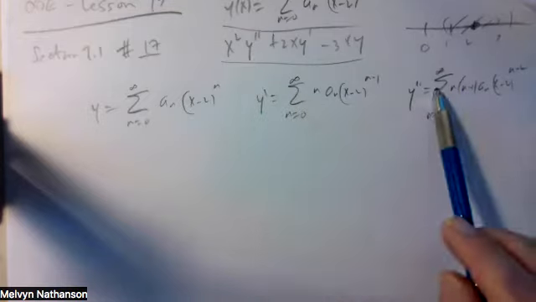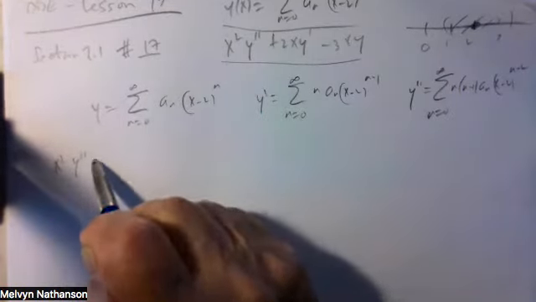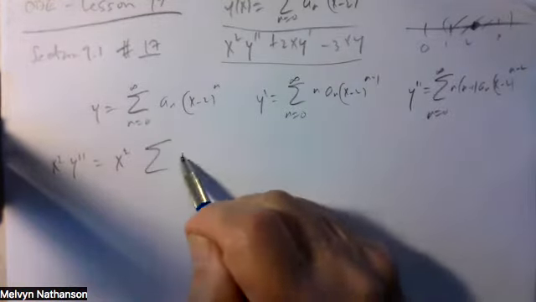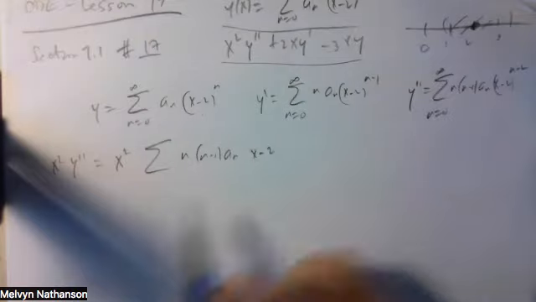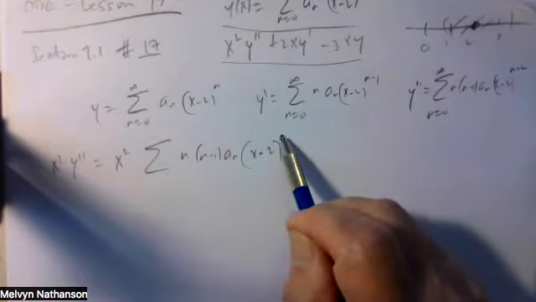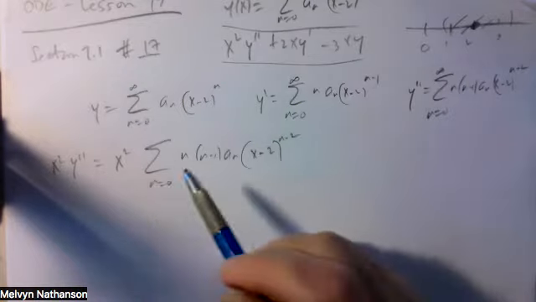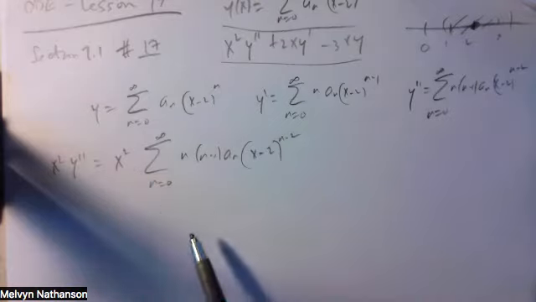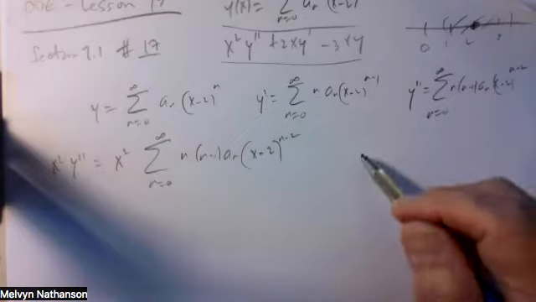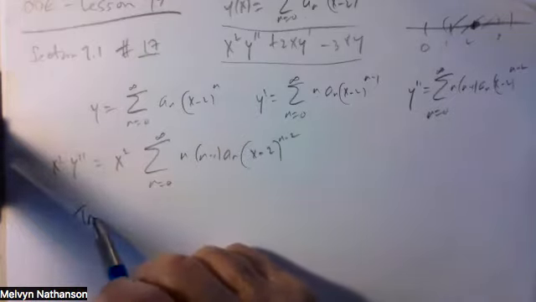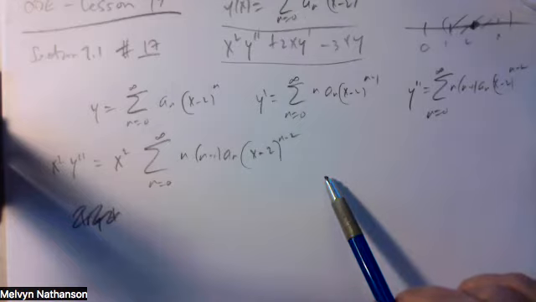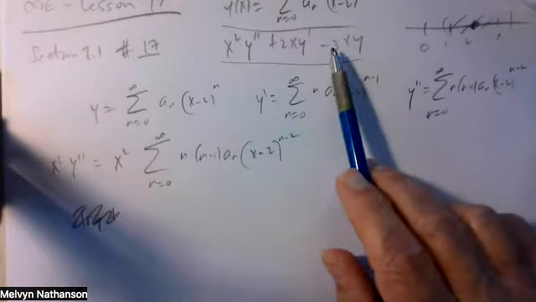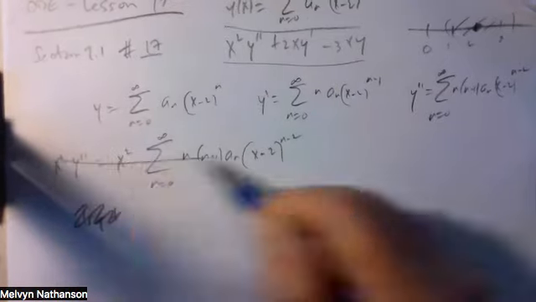But we have x squared y double prime. So x squared y double prime, that's x squared times this sum. And you can't multiply x squared by x minus 2 to a power exactly, because these are powers of x minus 2. So it would be good to somehow try to write... actually, before I do that, this is maybe the hardest term. Let me start at the other end. So this is okay, but I'm not going to use this yet.